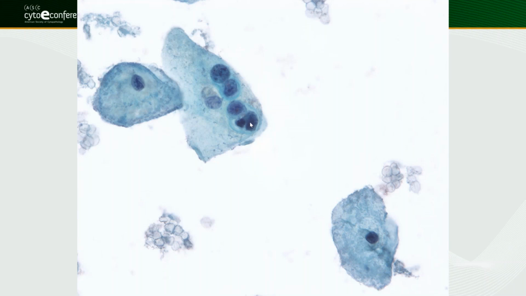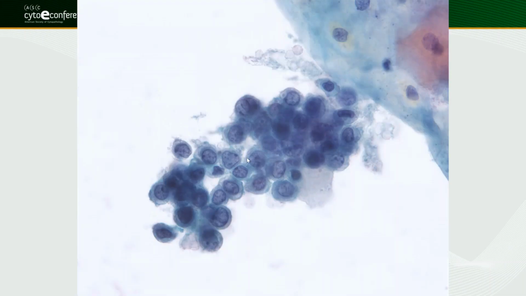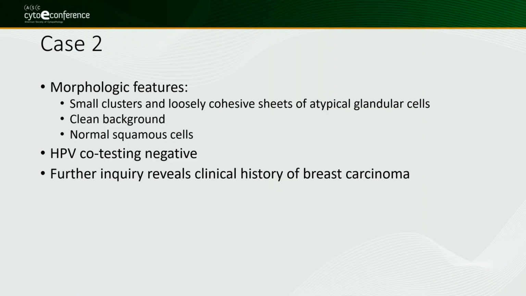It's more like partially discohesive, sheet-like, and again, targetoid mucin in the cytoplasm there, and another one sort of grows in a straight line. And so remember, this didn't really look like the endocervical adeno I just described. Cervical adeno typically has macronucleoli, granular cytoplasm, tumor diathesis, and the endometrial adeno, the nuclear membrane is irregular, with vacuolated cytoplasm, and it's not so abundant. So morphological features again: small clusters, loosely cohesive sheets, clean background, normal squamous cells.